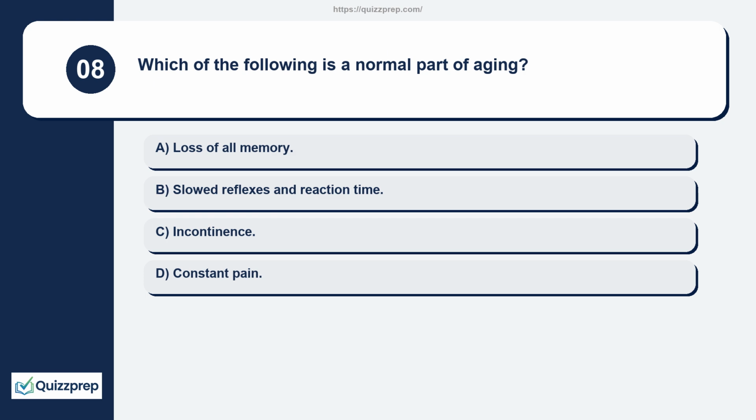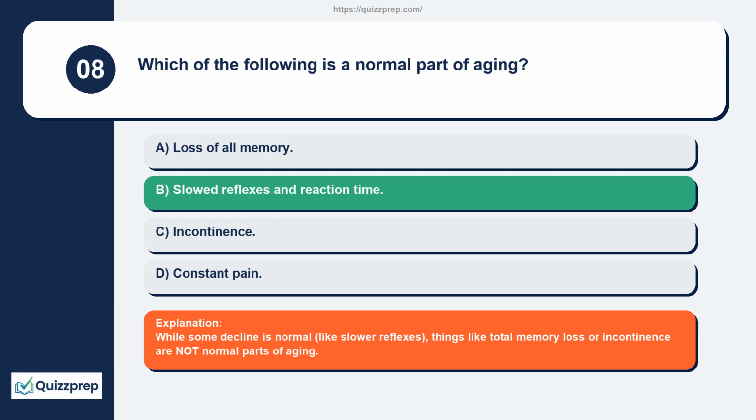Question 8. Which of the following is a normal part of aging? Loss of all memory, slowed reflexes and reaction time, incontinence, constant pain. While some decline is normal, like slower reflexes, things like total memory loss or incontinence are not normal parts of aging.